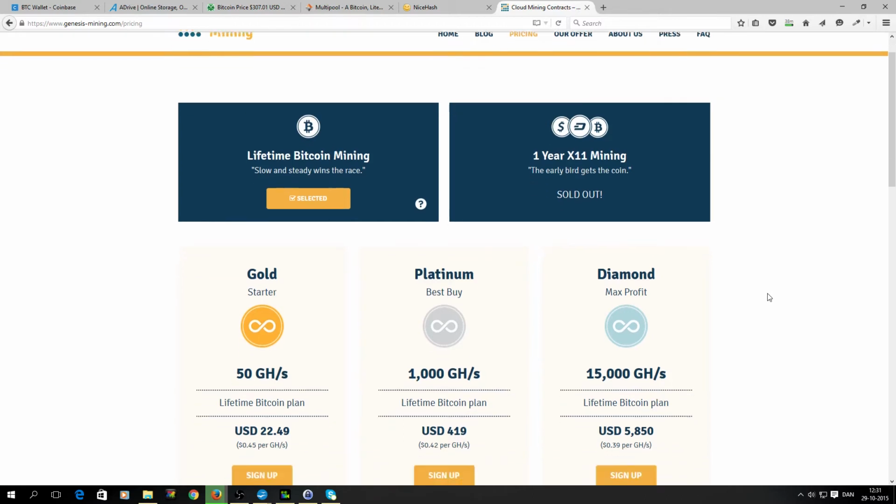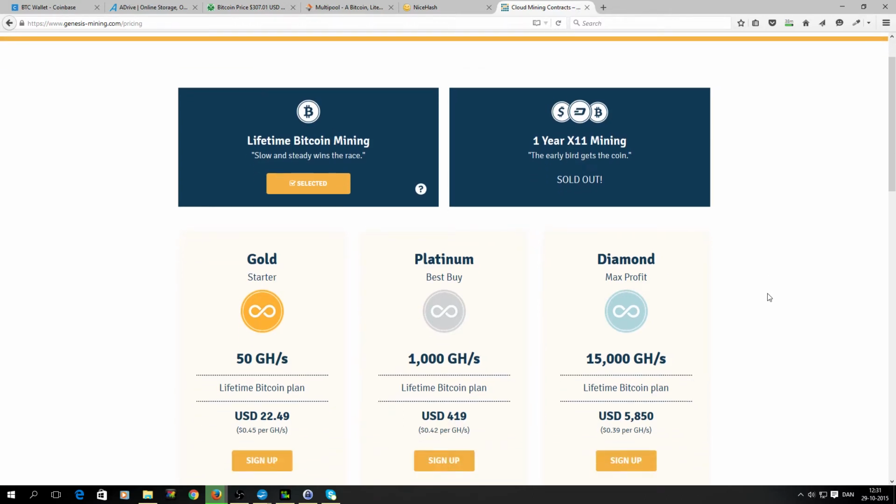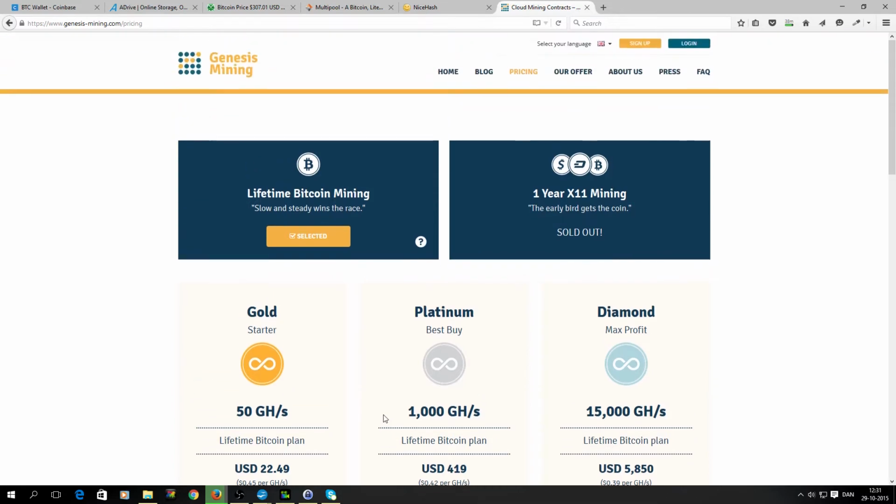And then we can just hope that within this contract period you will have earned back these 45 dollar cents or whatever you paid for each gigahash. Is it profitable to mine this way? Honestly, I highly doubt it. These companies, whether it's Genesis Mining or another cloud mining provider, they also need to make some earnings for themselves and for their investors.